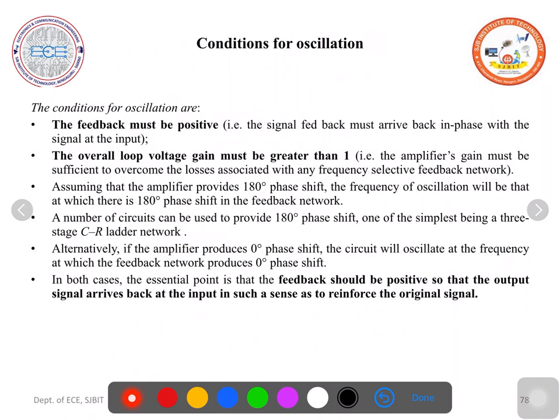What are the conditions for the oscillations? Oscillations to be generated, what are the conditions? The first condition, the feedback must be positive. What is the condition for feedback to be positive? In that complete loop, the overall phase shift should be 0 degrees or 360 degrees. The overall phase shift around the loop should be 0 degrees or 360 degrees.